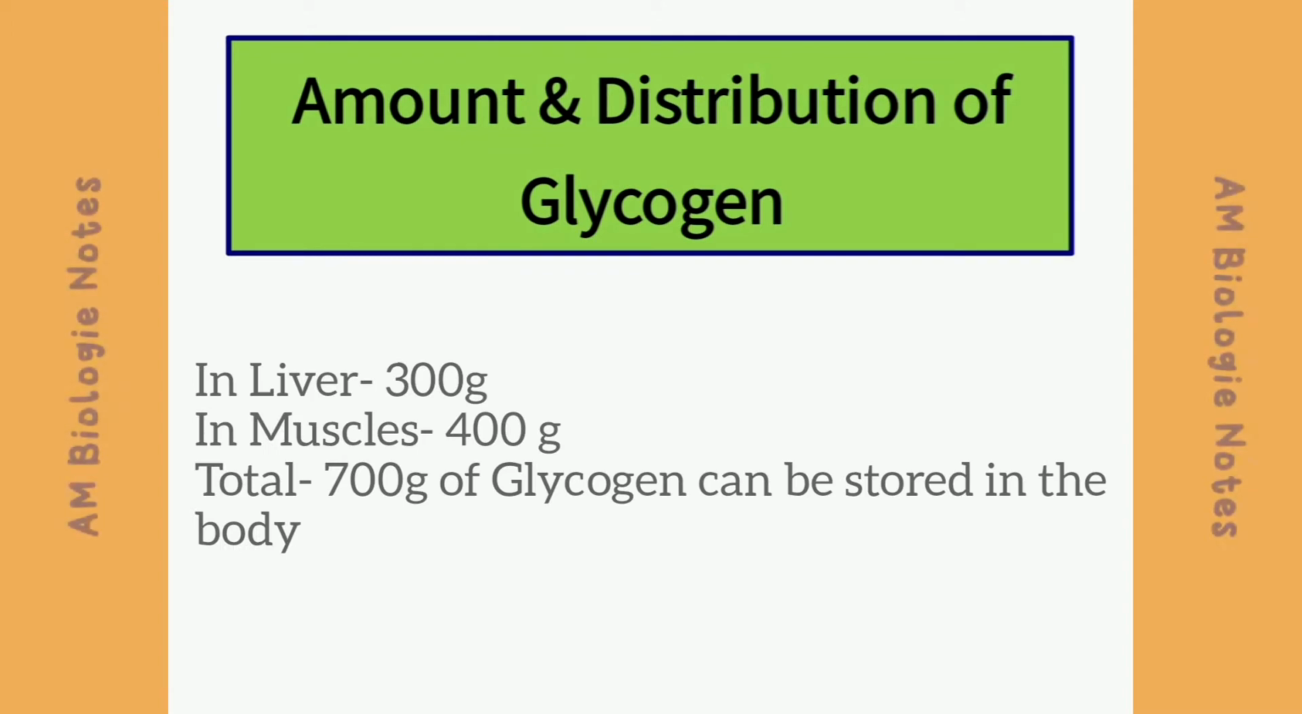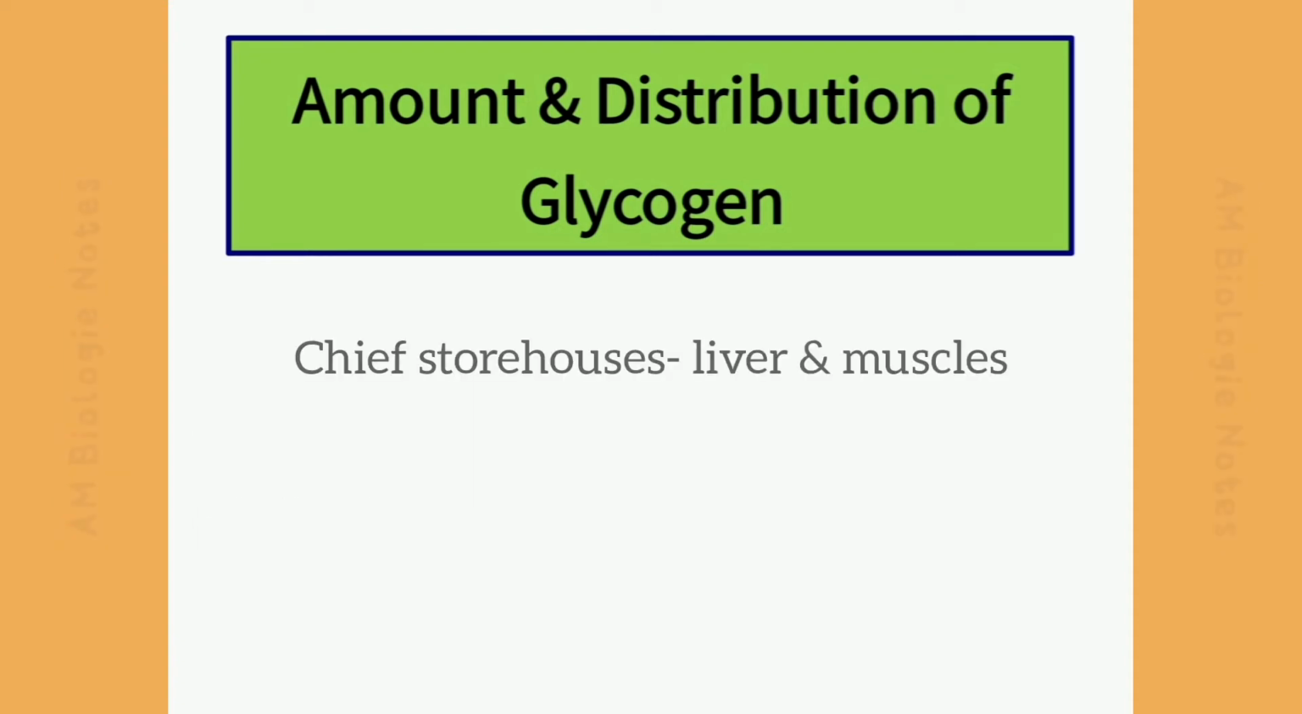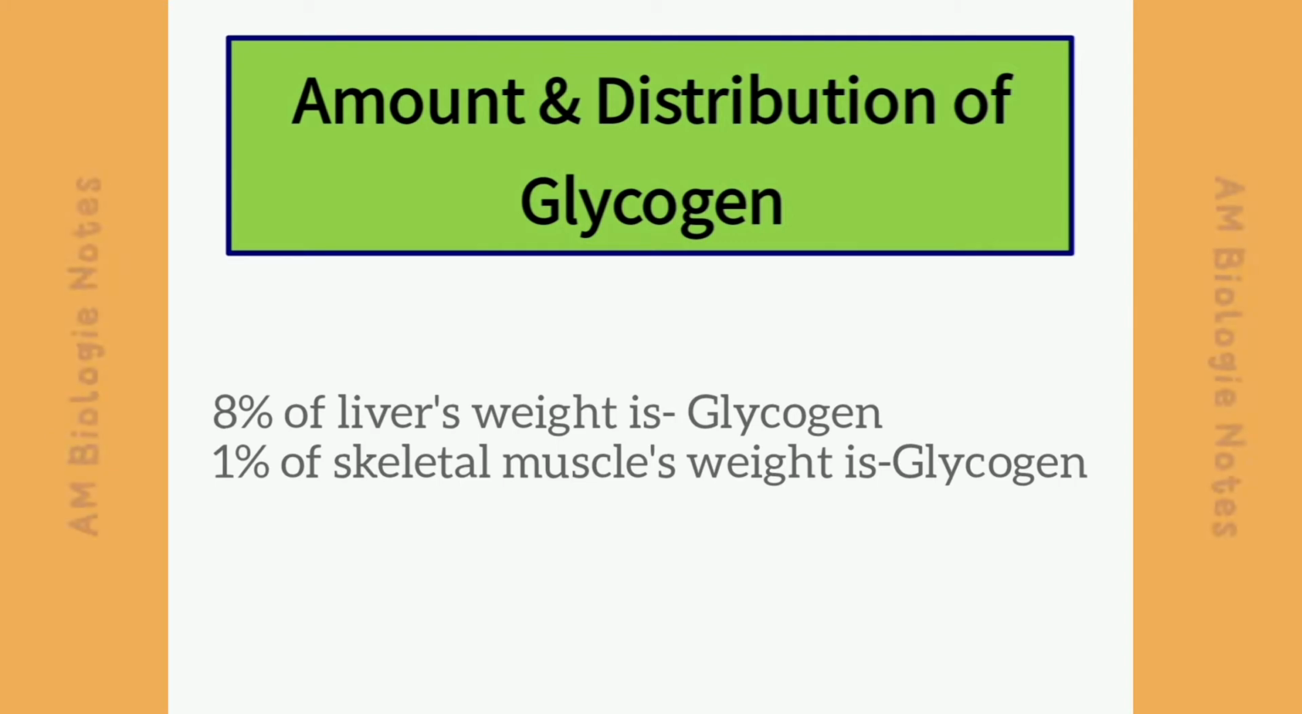In a normal adult, about 700 gram of glycogen is present in the body, of which about 300 gram is in the liver and 400 gram in muscles. Liver and muscles are the chief storehouses. All growing tissues can store glycogen. In humans, approximately 8% of the liver's weight is glycogen, especially after a diet rich in carbohydrates. In skeletal muscle, glycogen contains approximately 1% of its weight.